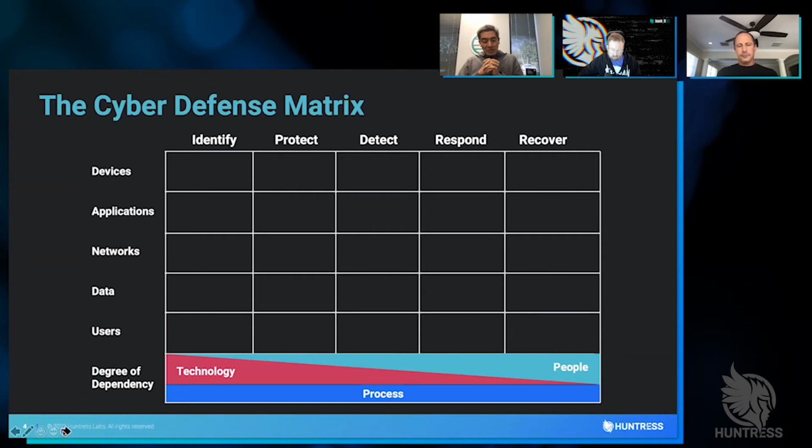What I also added is this degree of dependency curves that you see on the bottom of the slide here that depicts the changing degree of dependency that we have on people, process, and technology as we perform these different verbs. So if we are performing the verb of identify, then it turns out we have a much heavier dependence on technology relative to people and process. And then as you shift to the right, the dependency shifts as well. And it tends to be that we have a heavier dependency on people on the right side of the matrix.